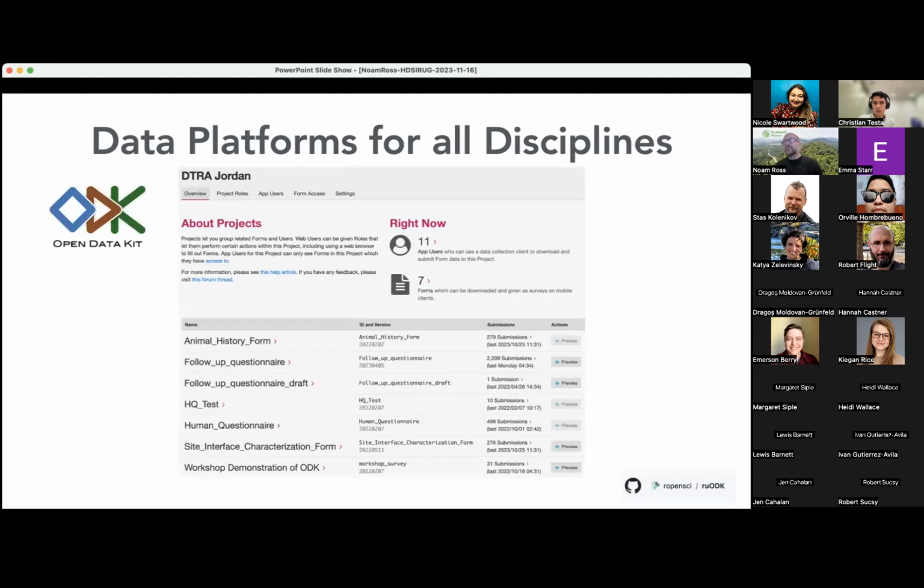I've been rambling a bit on these, so I'm going to hurry through some of them. This is just a little more detail on our Open Data Kit interface. A single project might have a series of different questionnaires about work where we're looking at, you know, what's the veterinary history of animals that we're doing viral sampling from, questionnaires for their handlers. There's a backend that lets people preview the results, but you can also access it via API and pull it all down. There's an R package in the rOpenSci organization called ruODK that we use every day for our workflows for accessing data from it.